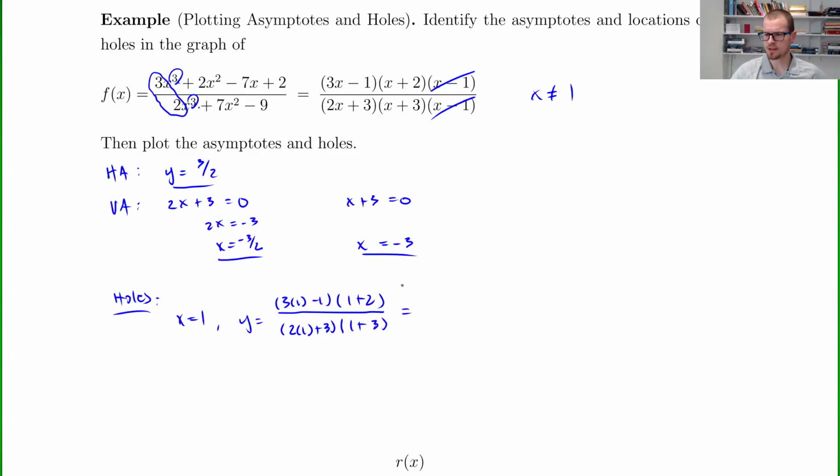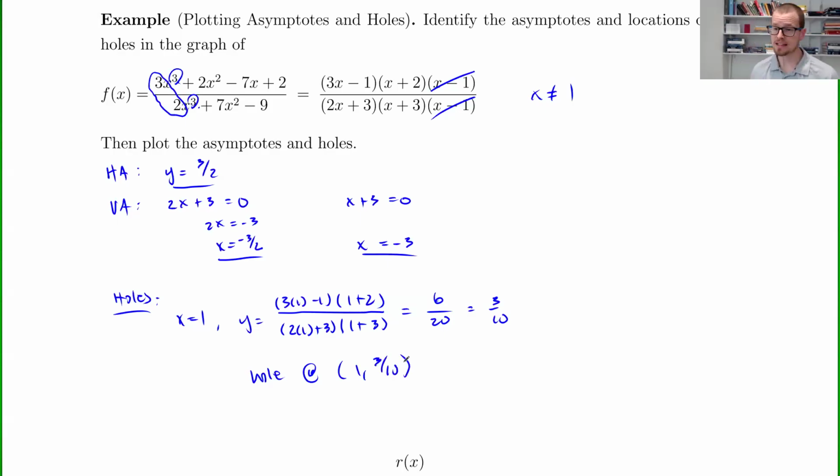3 minus 1 is 2, 1 plus 2 is 3, 2 times 3 is 6. 2 plus 3 is 5. 1 plus 3 is 4. 5 times 4 is 20, and we can simplify that to 3/10. So we get the hole at 1, 3/10.